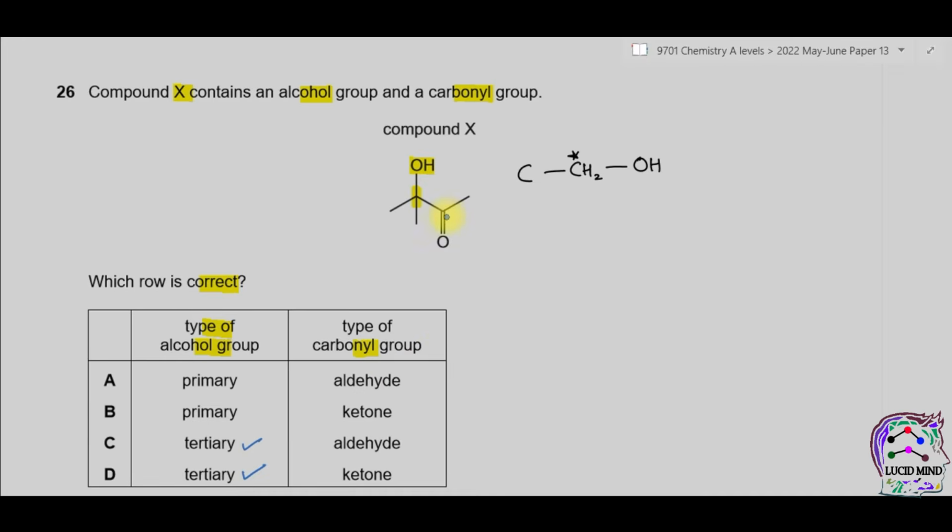Now let's look at the type of carbonyl group. We have C double bond O, which is the carbonyl carbon, and this carbon is attached to 2 carbon atoms directly. So whenever we have a formula like this, C double bond O, and on both sides we have carbon, then this is a ketone. If we have hydrogen on one side and carbon on the other, or if both sides are hydrogen, then it is aldehyde. So this one is ketone, and the answer is therefore D.